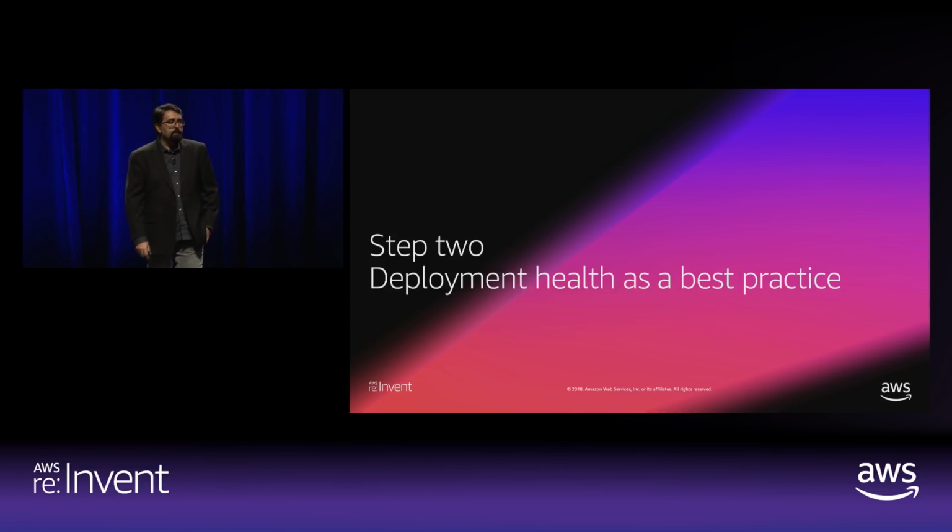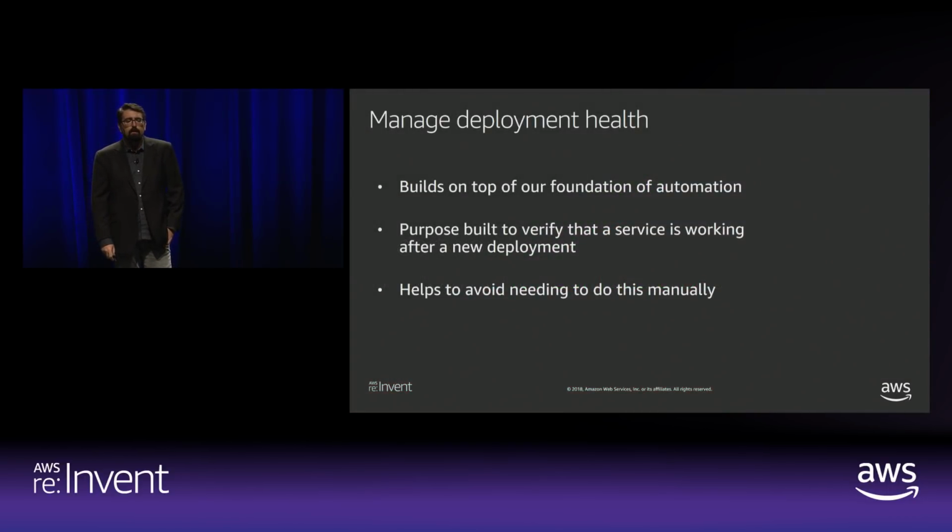Deployment health is a best practice. So now we've got some automation. We want to go through and actually start focusing on deployment health. What does that mean? So this builds on our foundation of automation. We want to validate that the service is working after a new deployment, and we want to make sure that we're avoiding doing things manually. So the idea here is not just testing that the application is up, but actually testing that it's working.